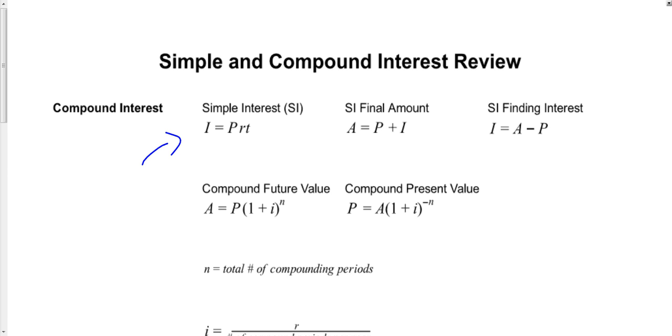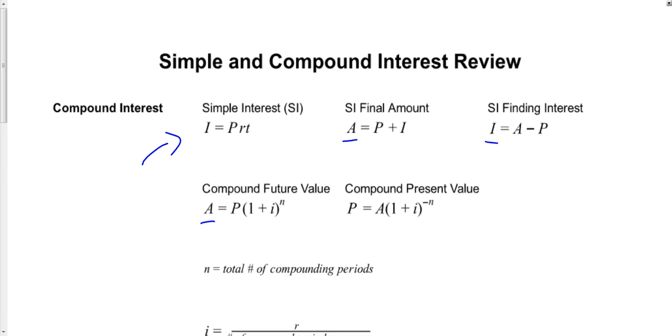Finding simple interest final amount, the final amount here is equal to the principal that you started with plus the total amount of interest. That's what the I is. And then finding just the amount of interest that you earn, I is equal to A minus P, or the amount that you end up with at the end minus your starting amount. Compound interest for future value is given to you here.